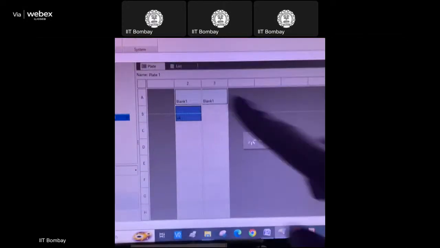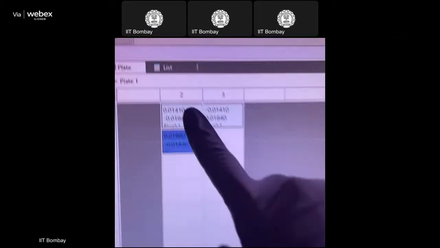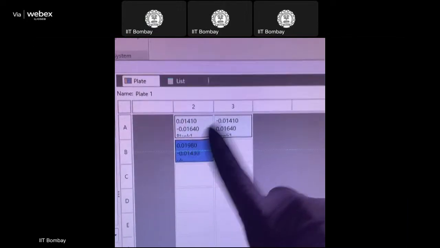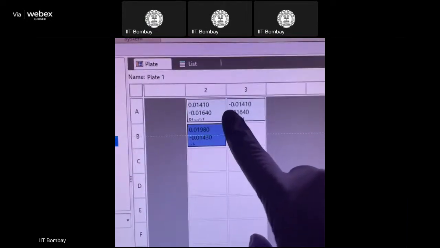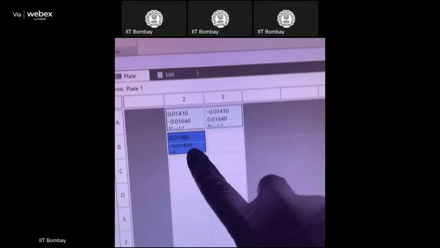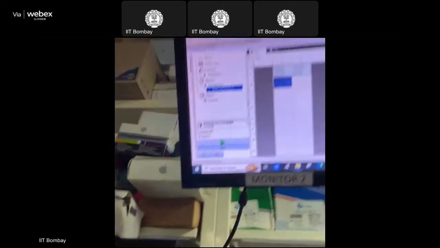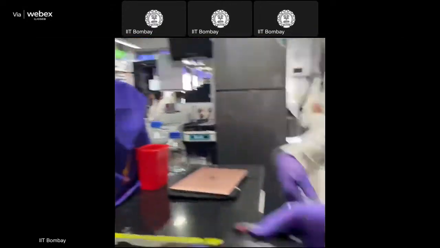You can see the readings here. It is just loading. So this is the blank reading, and we have added blank subtraction, so it is already giving the average and subtracting the blank. And then this is what we are getting for our unknown sample. So we have got the plate.